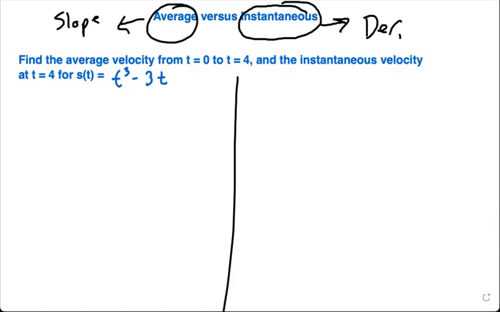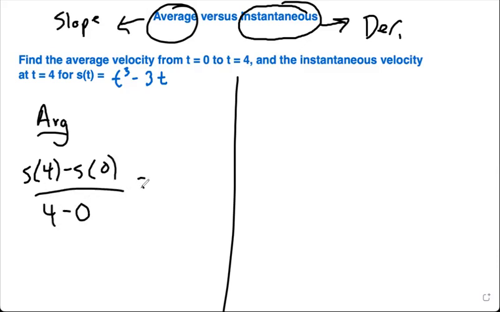So this says find the average velocity from t equals 0 to t equals 4, and the instantaneous velocity at t equals 4 for the following function s of t equals t cubed minus 3t squared. For average velocity, you're not taking the velocity equation. You're taking the position equation s of t and saying s of 4 minus s of 0 over 4 minus 0. That is change in position over change in time.